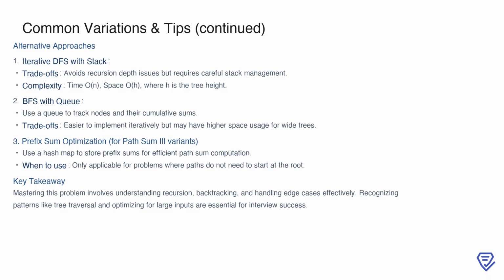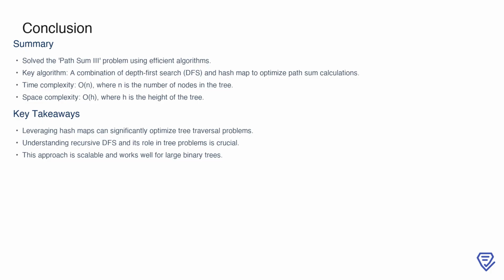The key takeaway here is that mastering this problem requires a solid grasp of recursion, backtracking, and edge case handling. Recognizing tree traversal patterns and optimizing for large inputs are crucial skills for both solving this problem and succeeding in similar interview questions. Great job! To summarize, we explored an efficient solution to the Path Sum 3 problem, emphasizing the power of DFS and hash maps. Remember, practicing these techniques will prepare you for similar problems in interviews and real-world applications.